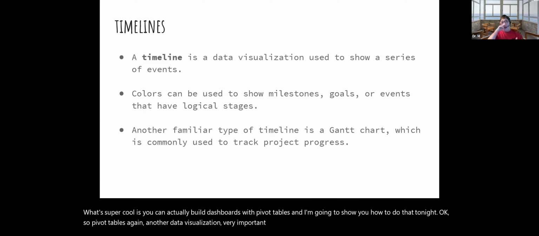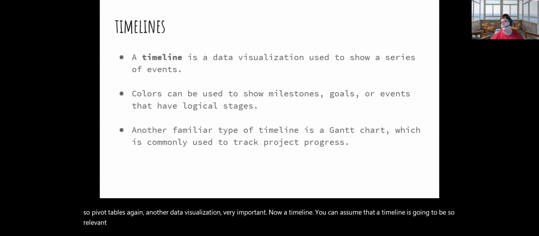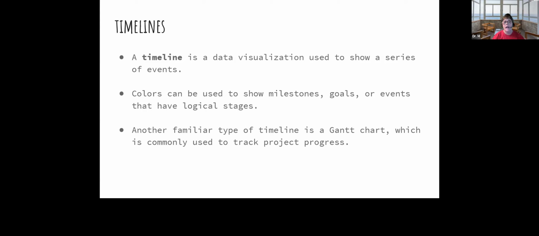Now, a timeline. You can assume that a timeline is going to be so relevant because events happen over time, right? It could be, for example, let's say you're a salesperson and you need to show how many individuals you've maybe demonstrated the product to, and over the first quarter you have to keep a timeline of those series of events that you've done, right? So you might show milestones. Maybe your boss has set goals for you, and you maybe want to show all of the trade shows you've gone to, any logical stage that ties to your performance goals.